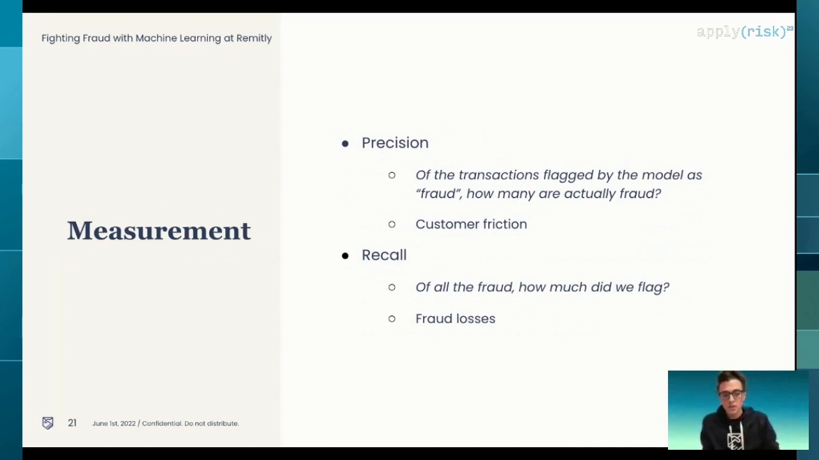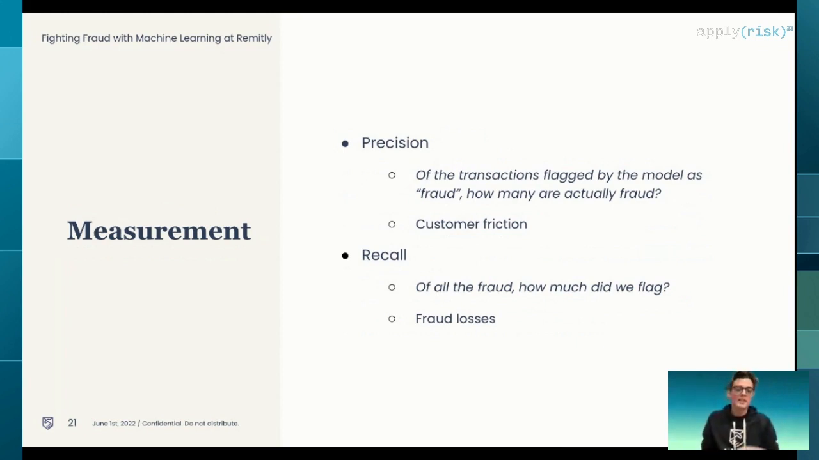And then recall means, of all the fraud on the platform, how much of it did we actually flag? And we use recall to understand how well we are actually capturing fraud. If the value is high, say 90%, it means that we're capturing about 90% of the fraud flowing through our systems, but we are still missing about 10%. We trade off between these two by tuning our model thresholds to balance business constraints. So we set a threshold where any model score above the threshold is flagged as fraud, and anything below bypasses our fraud systems.